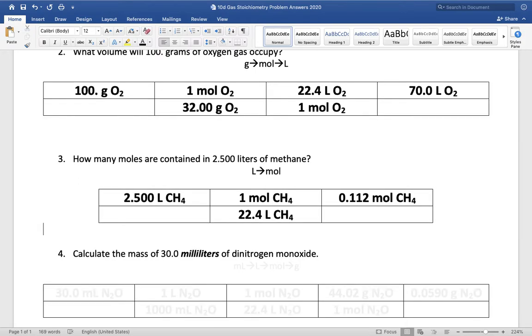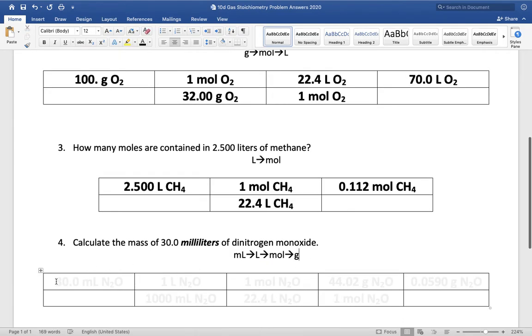Next, calculate the mass of 30 milliliters of dinitrogen monoxide. So this is going to be a big one, where I start with milliliters, but I have to finish with grams. So the first thing I have to do is convert from milliliters to liters. Once I get liters, I can use my standard molar volume to go to moles, and then once I go to moles, I can use the periodic table to convert that to grams. So really a three-step calculation.